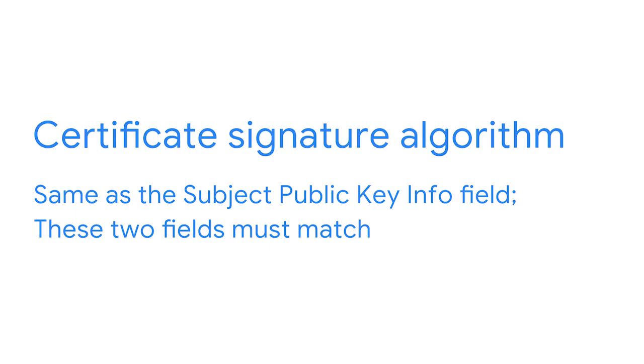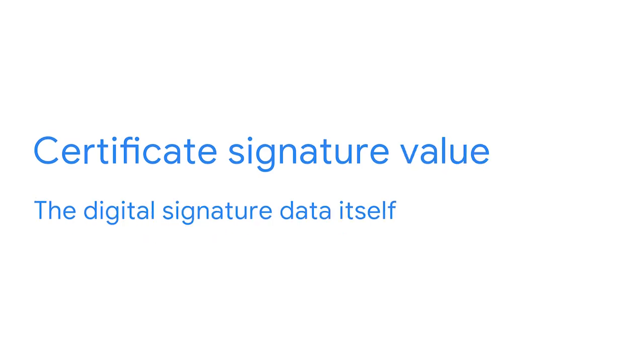Certificate signature algorithm. Same as the subject public key info field, these two fields must match. Certificate signature value, the digital signature data itself. There are also certificate fingerprints, which aren't actually fields in the certificate itself, but are computed by clients when validating or inspecting certificates. These are just hash digests of the whole certificate.